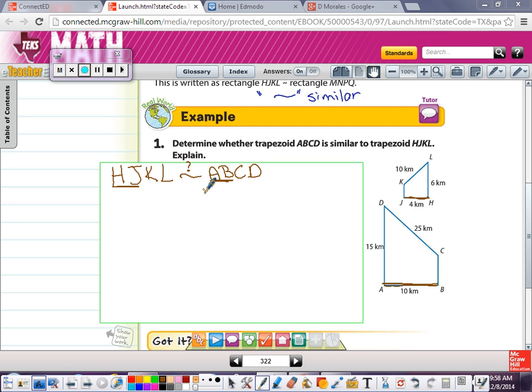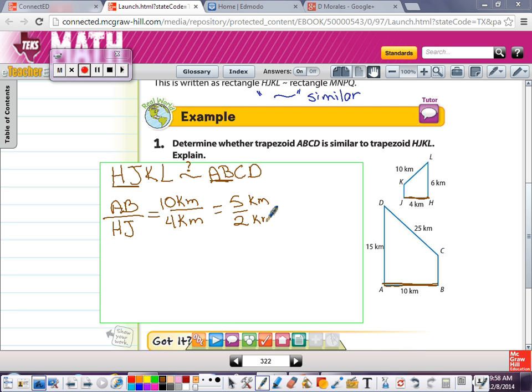So what I'm going to do is compare side AB from the big trapezoid to side HJ from the small trapezoid. It doesn't matter if you want to go big shape to small shape or small to big. Just make sure that whenever you compare them, you always go the same way. So I'm going to go ahead and compare AB, which I know has a side length of 10 kilometers, and side HJ, which has a side length of 4 kilometers. This is a ratio that I can simplify to 5/2 kilometers.